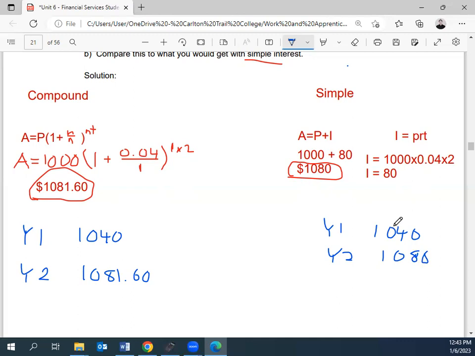The reason they did this is because, at least as far as I'm aware, back in the old days, they didn't have computers and calculators for this. It was a lot easier just to do simple interest because it's close. It's very close, but over a long enough time or with a big enough sum of money, that $1.60 could equate to literally millions of dollars for different people. So that's the difference between compound and simple interest.